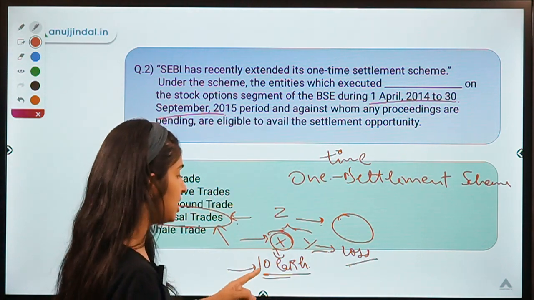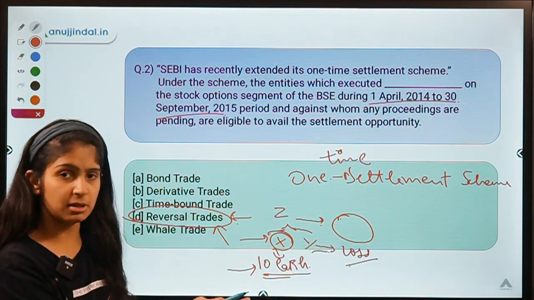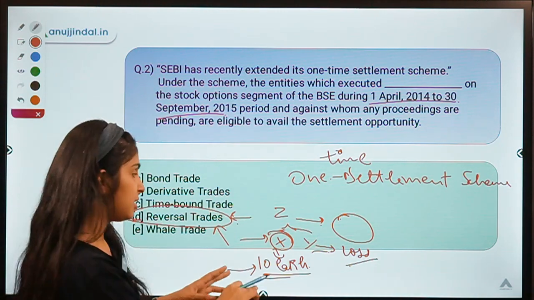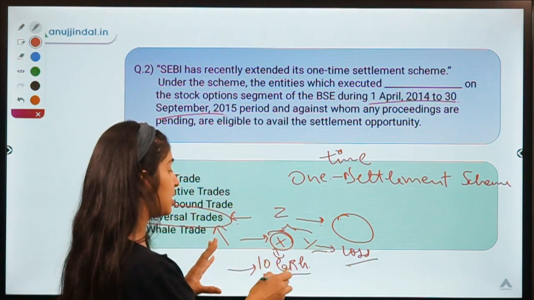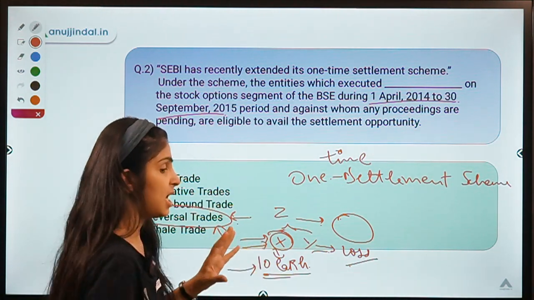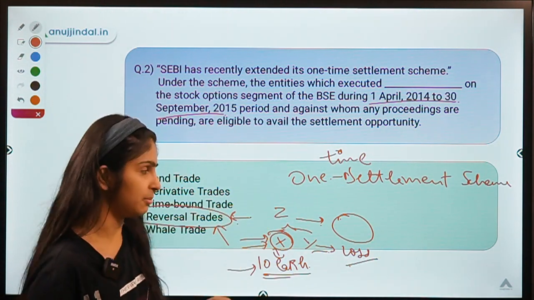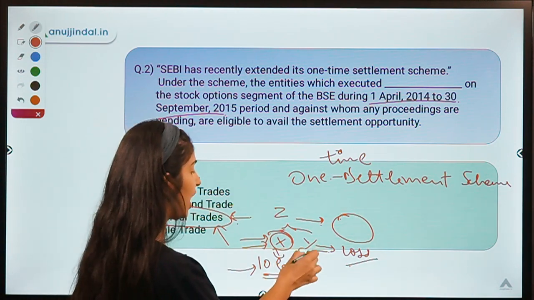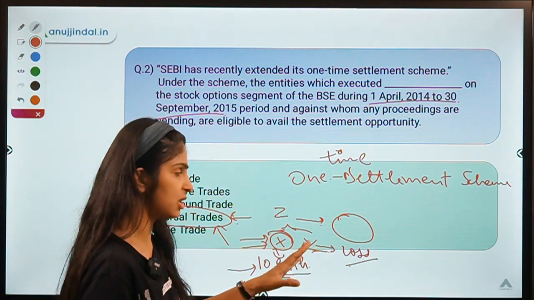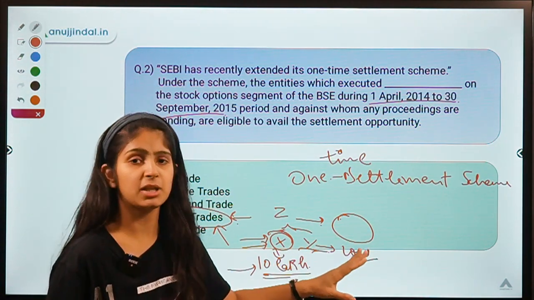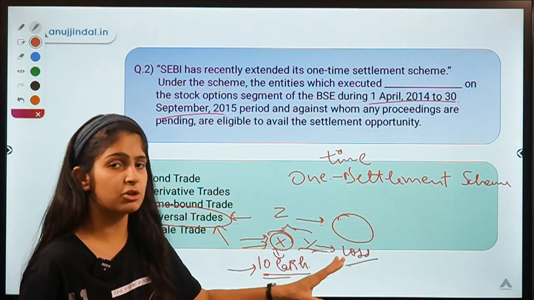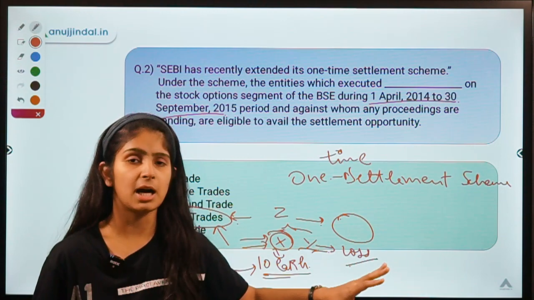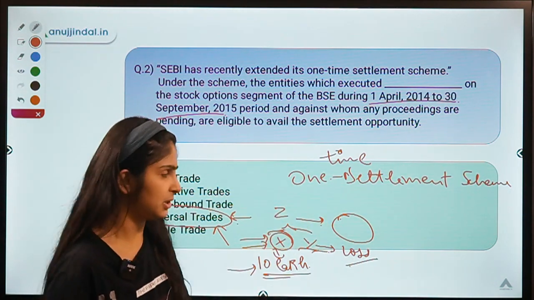So X's money is converted into white money, or this money which was not accounted for is now with X as the profit he has earned from this trade, and Y would be engaging in some loss without actually suffering any loss, which he or she can show in the accounts and get a tax reduction, right?